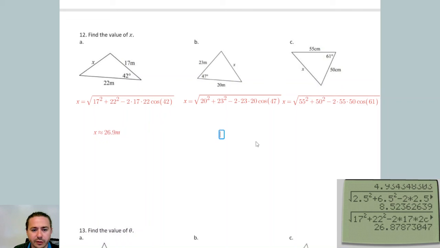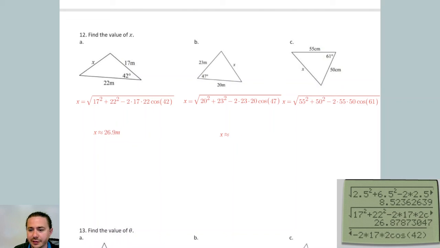Okay, so let's go to the next one and type in, really, I think I'm just going to copy this. I know I've been a little loosey-goosey with the copy-paste stuff, but I think we can do this. So 20 squared plus 23 squared minus 2 times 23. Uh-oh. Oh, come on.